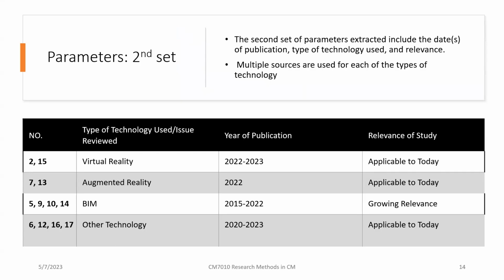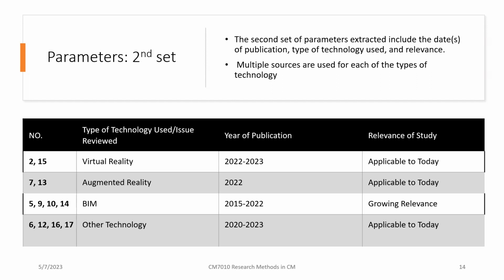The second set of parameters examined included the dates of the publications, the type of technology used in the case study, and the relevance to today. Unlike the previous set of parameters that used only one source, each here used multiple depending on the type of technology used. The first two utilized two different studies that discuss virtual reality.